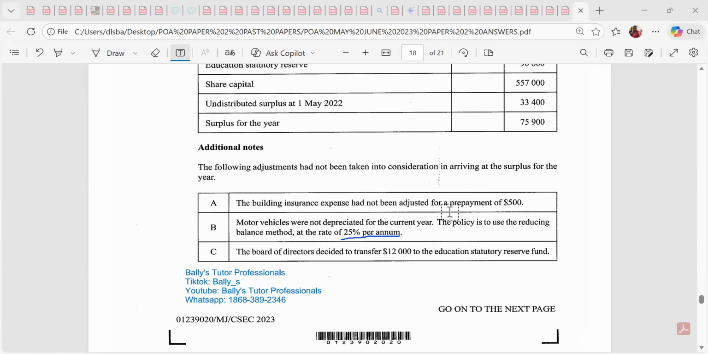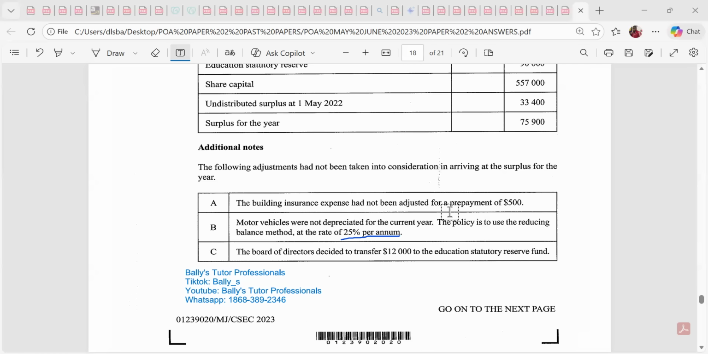So one thing to note, cooperatives don't use the words profit and loss. Instead of profit, they use the word surplus. Instead of loss, they use the word deficit. Alright, the following had not been taken into consideration in arriving at the surplus for the year. Building insurance expense had not been adjusted for prepayment of $500. Motor vehicles were not depreciated for the current year. The policy is to use the reducing balance method at a rate of 25% per annum.